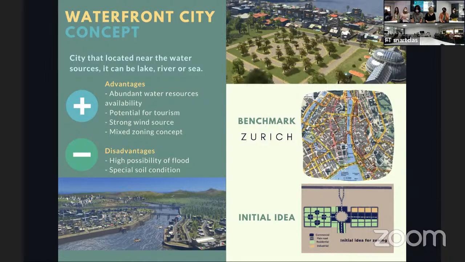for its citizens. And as we all know, there are advantages and disadvantages to being a waterfront city. The first ones are abundant water availability, potential for tourism, strong wind, and also mixed zone planning. And the unavoidable disadvantages are the risk of flood and also a special soil condition. Next slide, please.